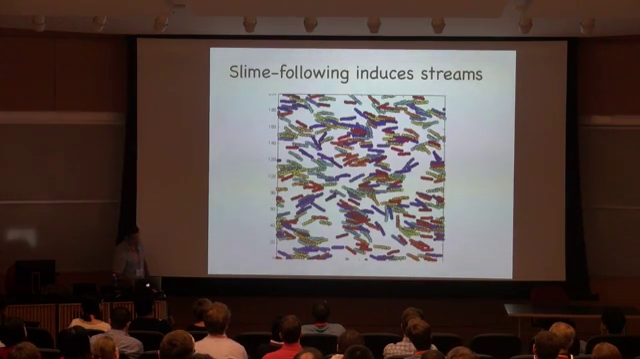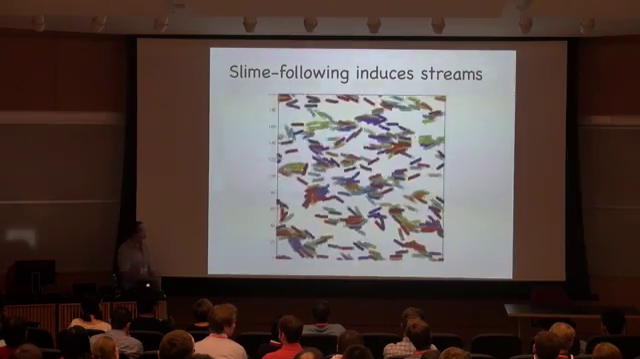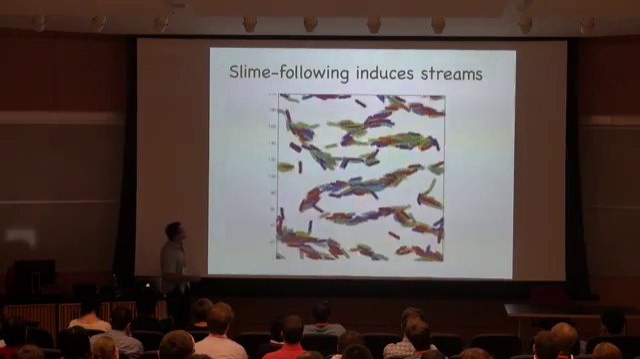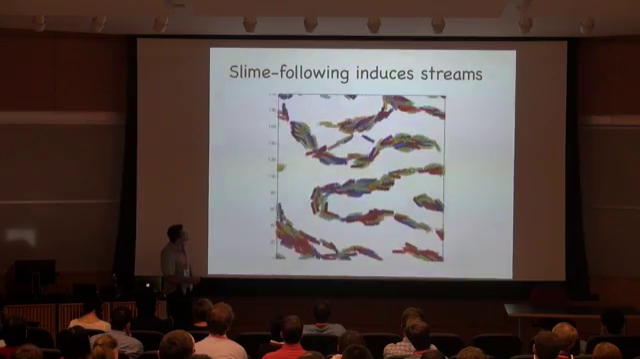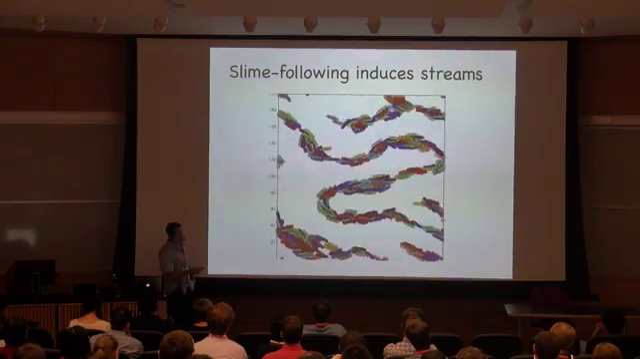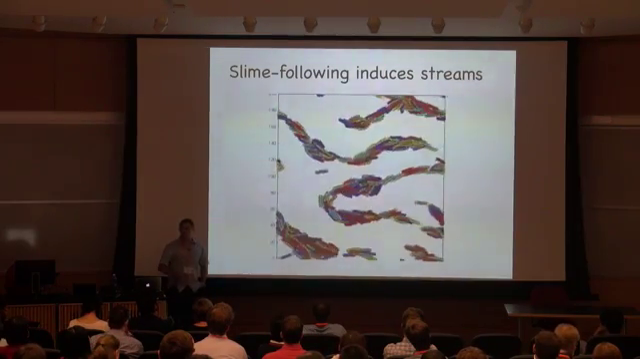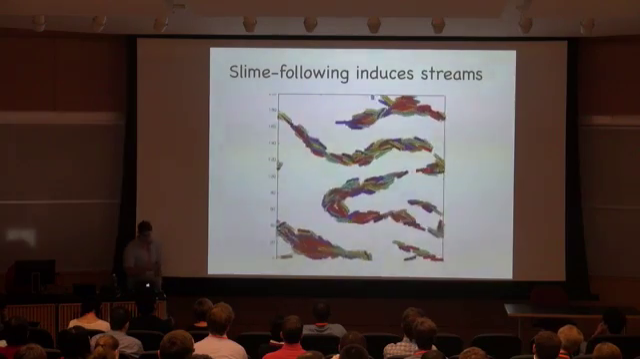And it turns out reversals are not all that you need to get these streams. You also need slime following. So I won't take you through all the simulations we did. But basically, this is the one that really will give you nice streams. It's reversing cells that also follow their neighbors with some short-lived slime that they leave onto the surface.